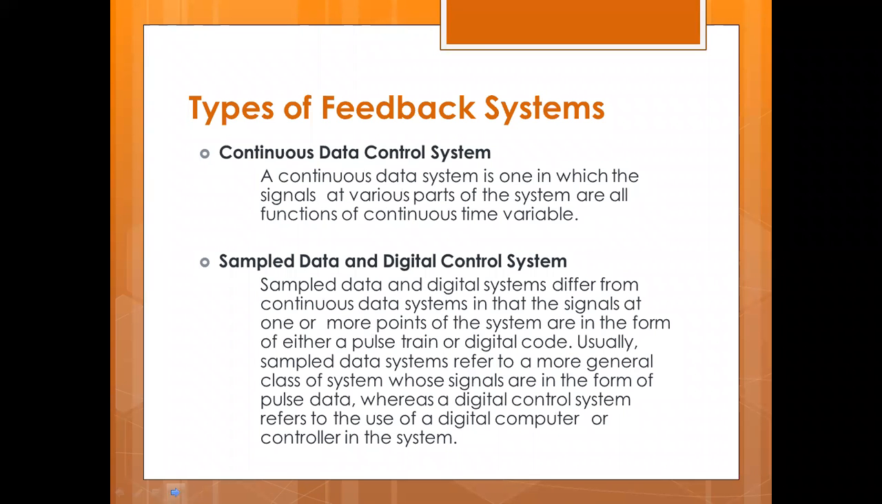Continuous data control system. A continuous data system is one in which the signals at various parts of the system are all continuous time variables or functions of a continuous time variable. When we speak of sampled data and digital control systems, they refer to systems that differ from continuous data systems in that the signals at one or more points of the system are in the form of either a pulse train or a digital code.